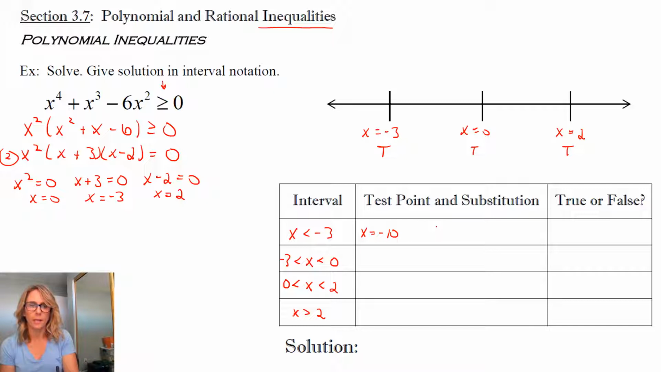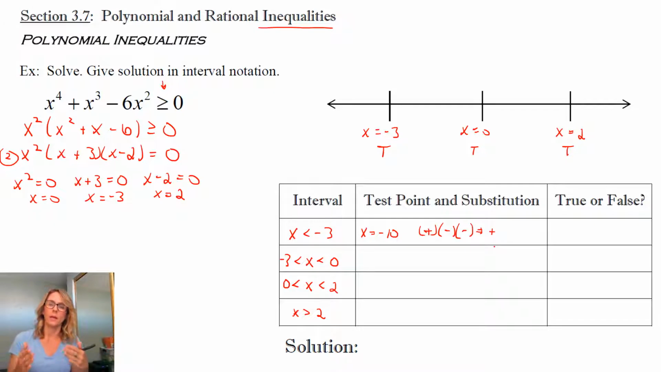So if we plug in -10, notice that first factor, we have an x squared. Everything that comes out of that is going to be positive. The next factor, x plus 3, when I put in -10, is going to give me a negative. And when I put in -10 to x minus 2, that's also going to be a negative. A positive times a negative is going to give us a positive.